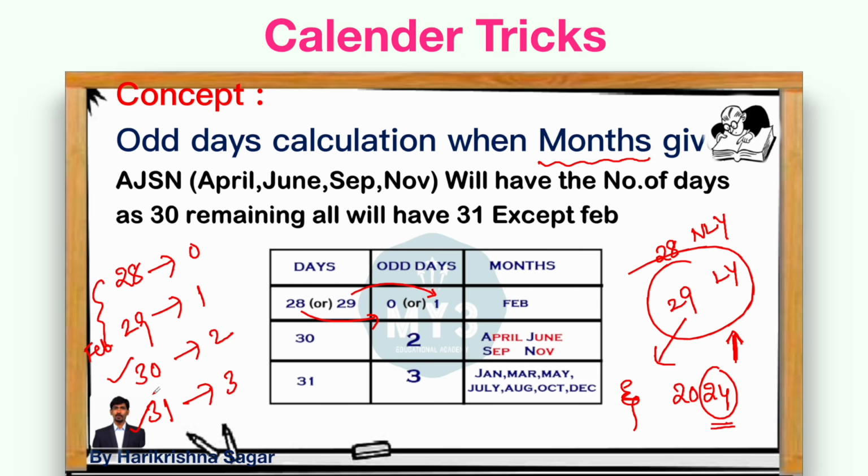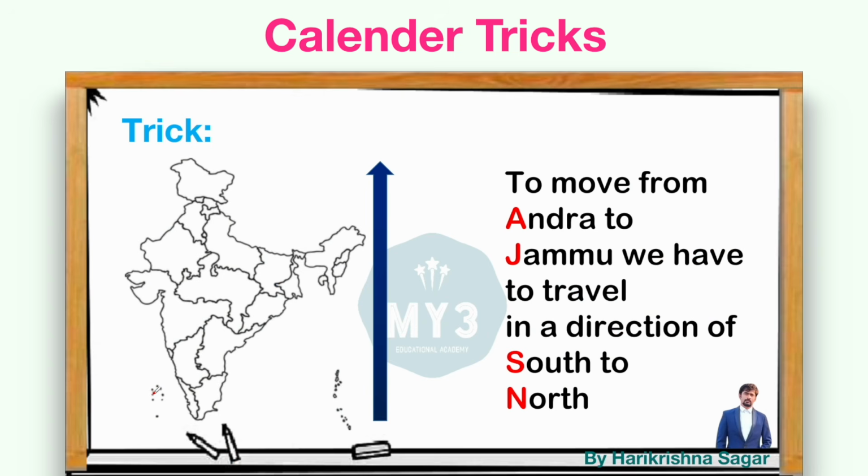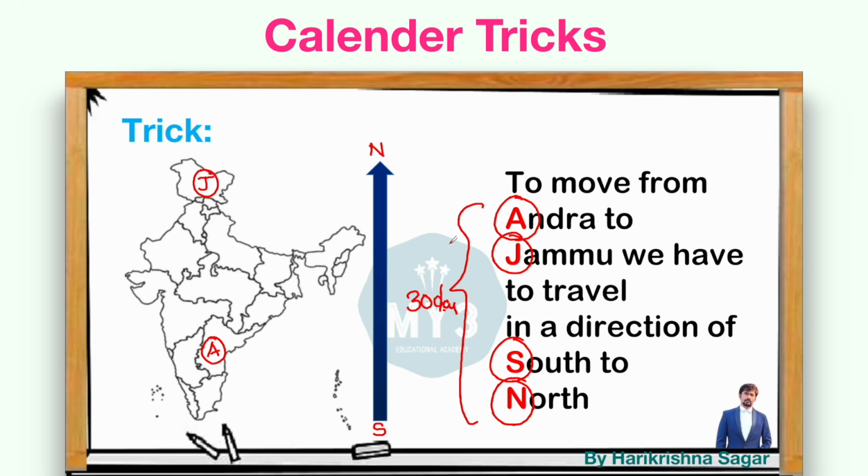To remember this, I am going to give you a very simple trick. Let's assume that you are somewhere in Andhra and you want to move from Andhra to Jammu. In which direction do we have to travel? We have to travel from south to north. So I am using this keyword: A, J, S, N. This will indicate the months which have 30 days. A indicates April, J indicates June, S indicates September and N indicates November. These are the months having only 30 days.